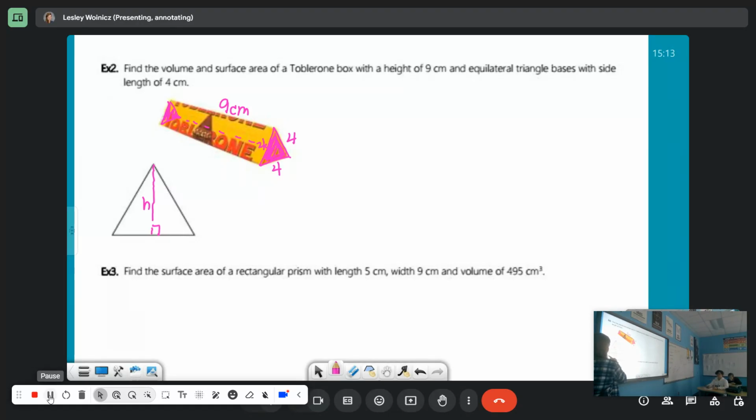So if this whole thing is 4, then this piece has to be 2. And we've got a 30, 60, 90, right? Because this was an equilateral triangle. We've done a million of these, right? It is 2 root 3. So the height of the triangle is 2 root 3.